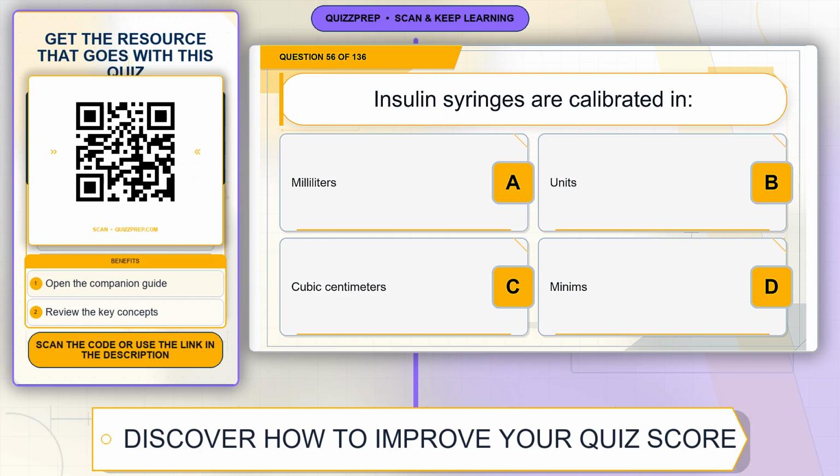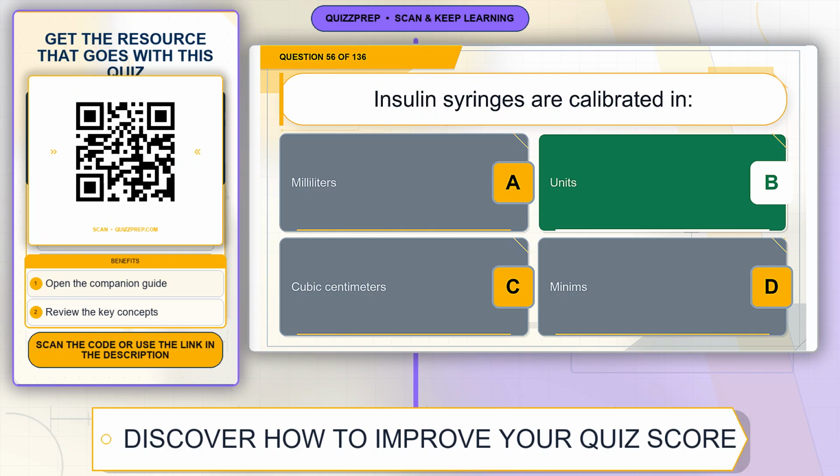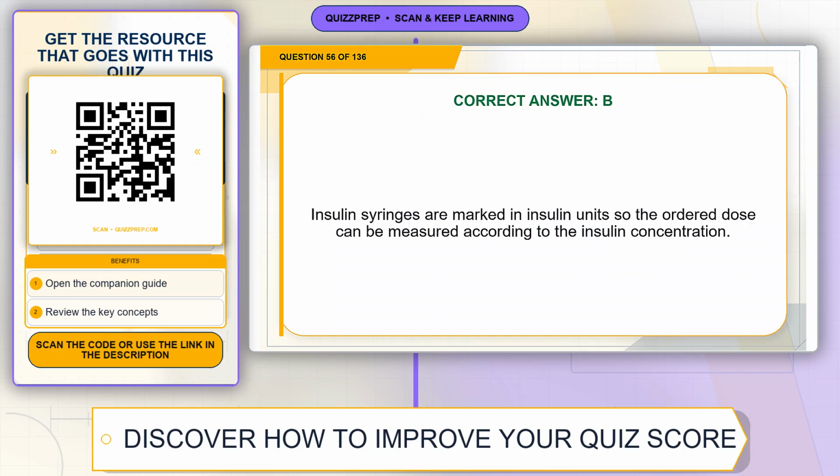Question 56. Insulin syringes are calibrated in option A, milliliters, option B, units, option C, cubic centimeters, option D, minims. The correct answer is option B, units. Explanation: insulin syringes are marked in insulin units so the ordered dose can be measured according to the insulin concentration.